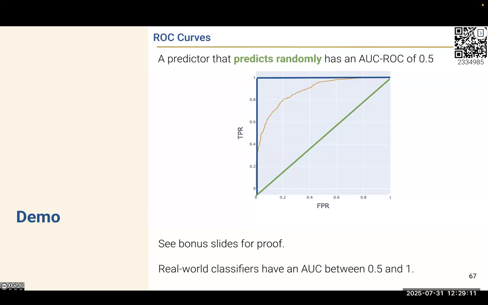And this random predictor, this flip-of-a-coin predictor, is going to have an AUC of 0.5. So our goal is building a classifier. This is less about the threshold and more about your actual classifier. It's building a classifier that gives you a large AUC.